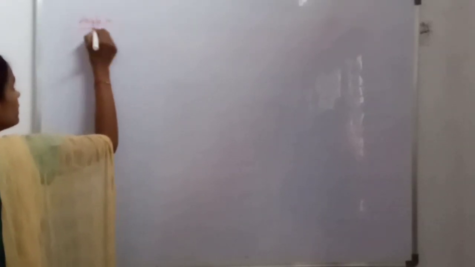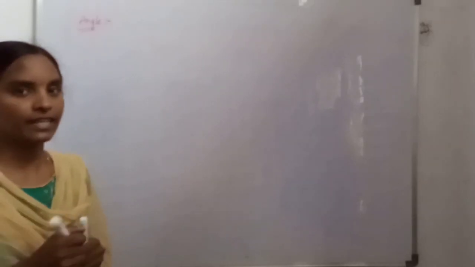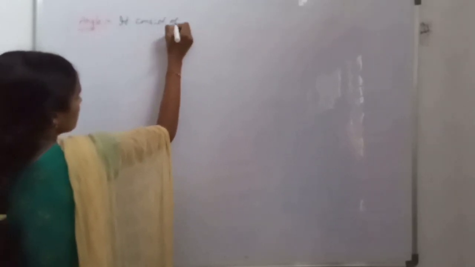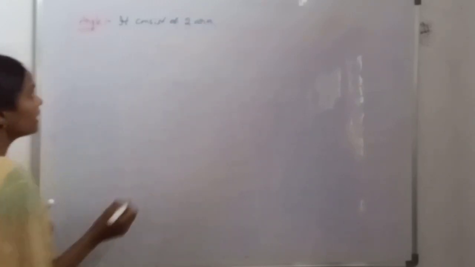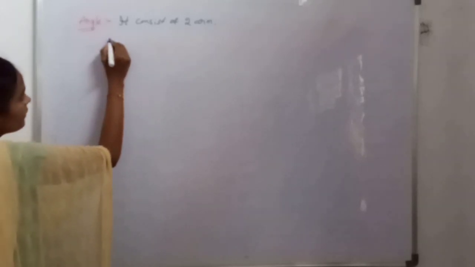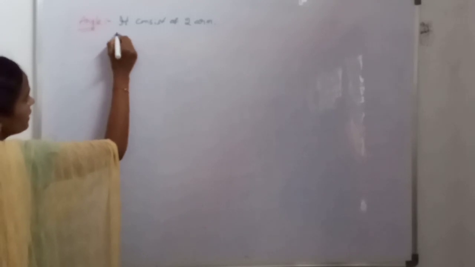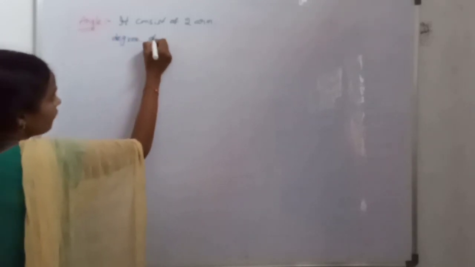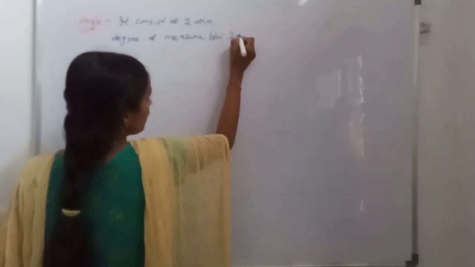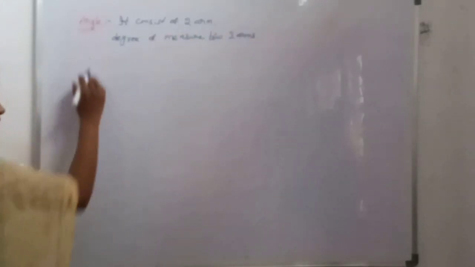Now let's see these angles. First of all, what is this angle? An angle consists of 2 arms. The degree of measure between 2 arms is the angle.